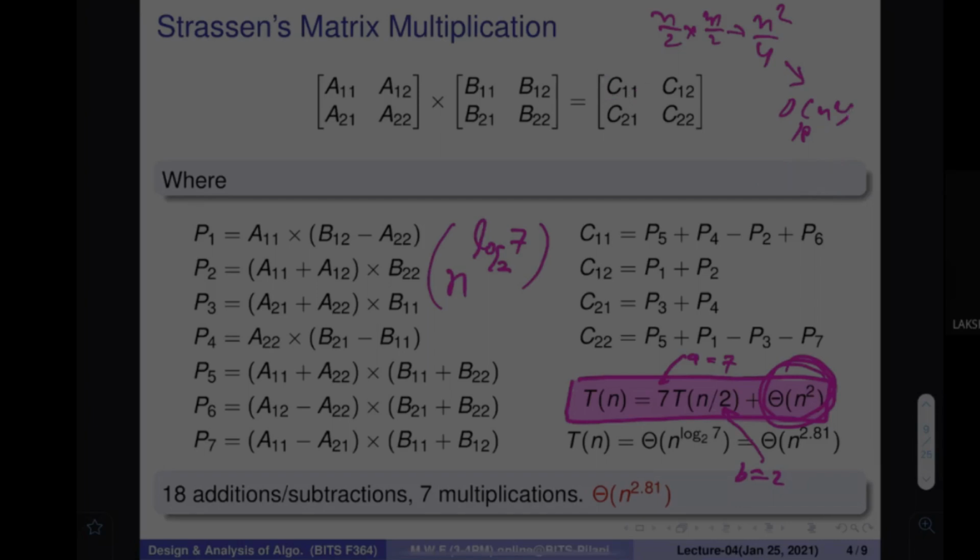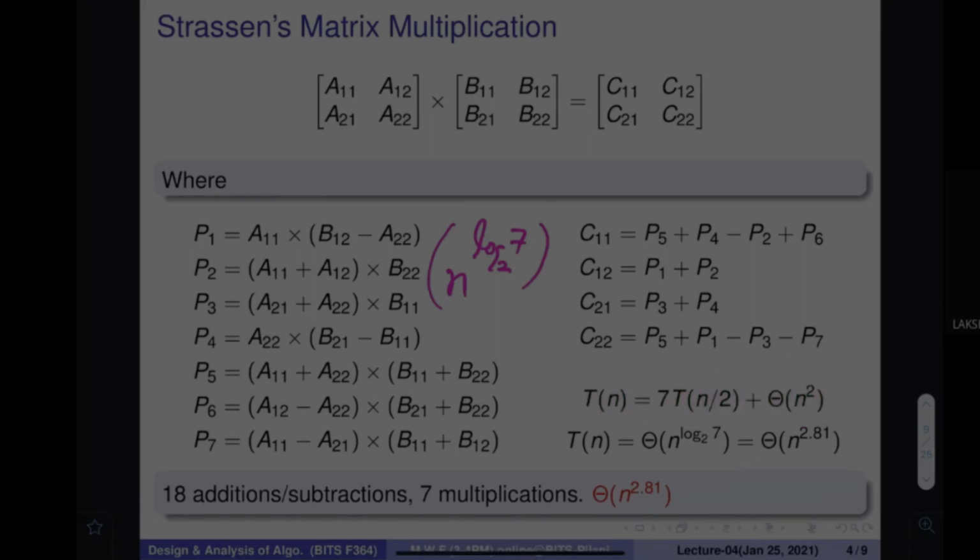So what is the complexity of this particular algorithm? Again, you can see it is written over here. The complexity of the algorithm is n to the power log of 7 at the base 2, which is n to the power 2.81. So it is an improvement. Any question at this particular point?